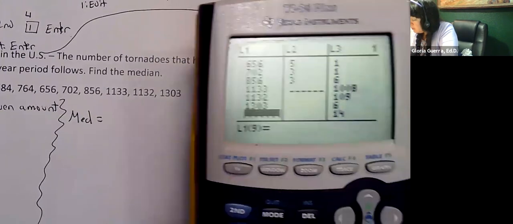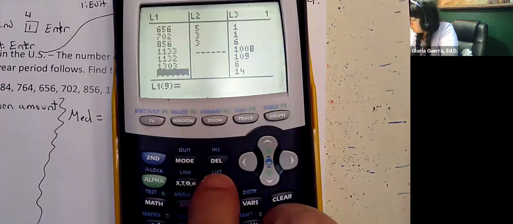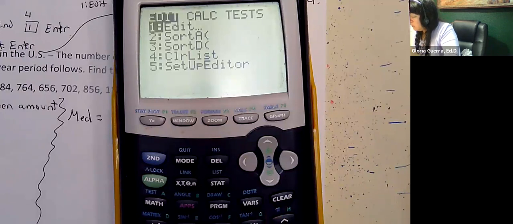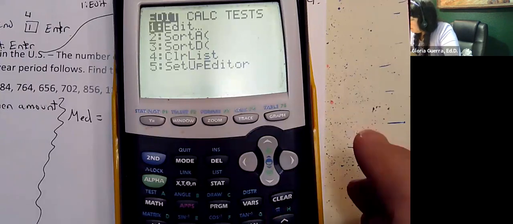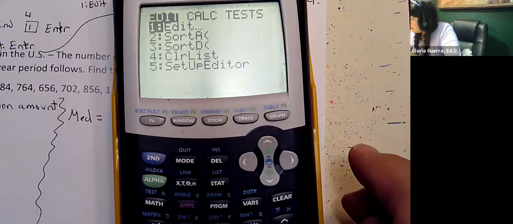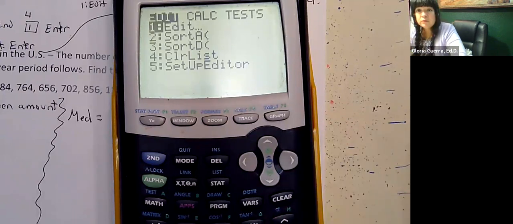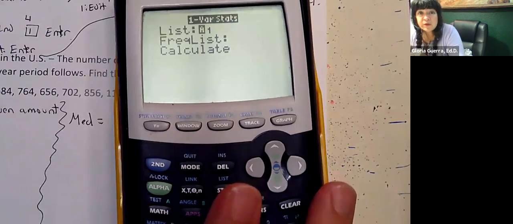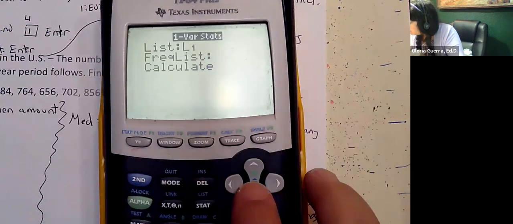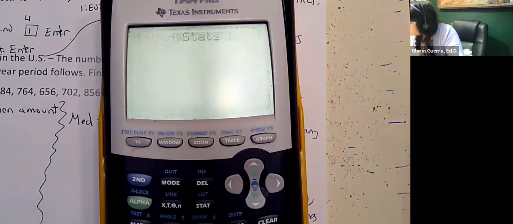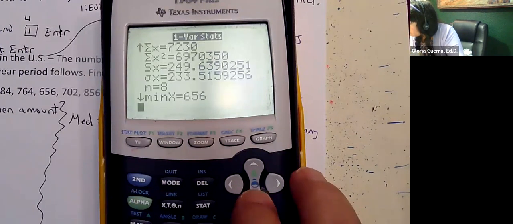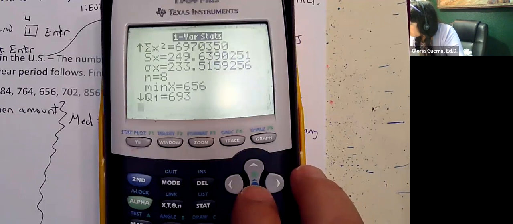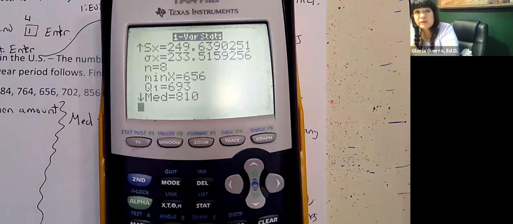Find the median. Okay, so you enter the data, then you go to Stat and Edit. Then go to Stat and Calculate. And then One Variable Stats. And now, see, this is already left vacant from the previous problem. You just have L1 and then calculate. And go down 3 times. And you see median, it says it's 810.